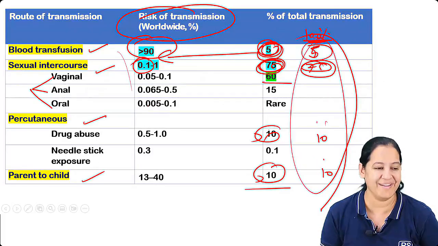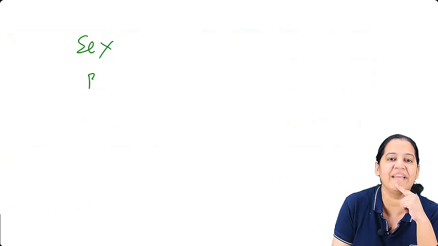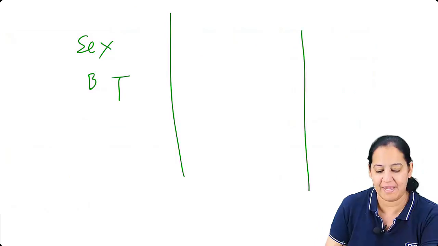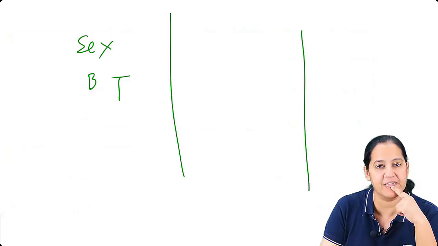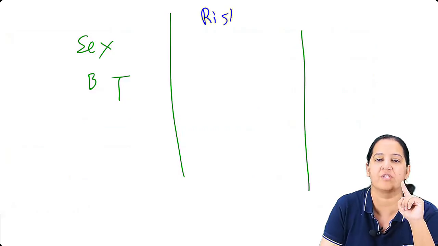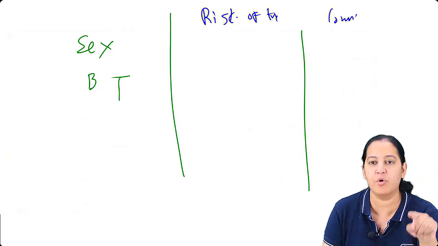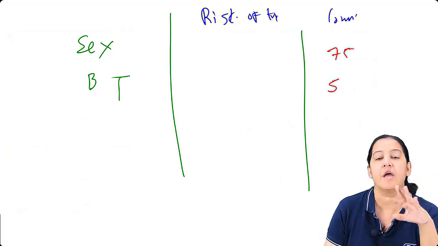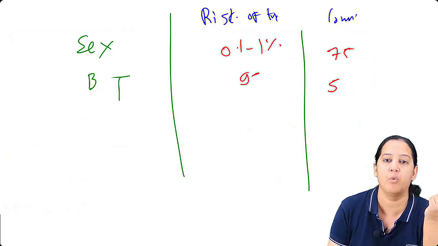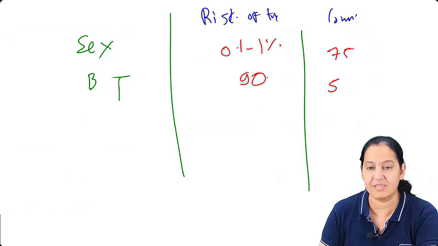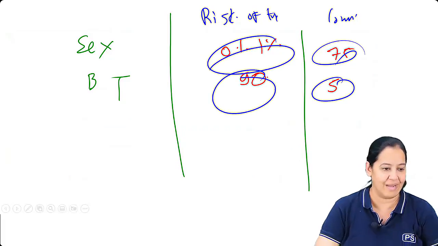You got my point? So tell me the two routes, sexual and BT, blood transfusion. Which is more common, which is less common? I mean the percentage risk of transmission wise and common wise. Common wise, this is 75, this is only 5. But risk of transmission, this is only 0.1 to 1, and this one is 90, more than 90. So here, this is maximum, this is minimum. Here, this is maximum, this is minimum. I tried. At least I tried.